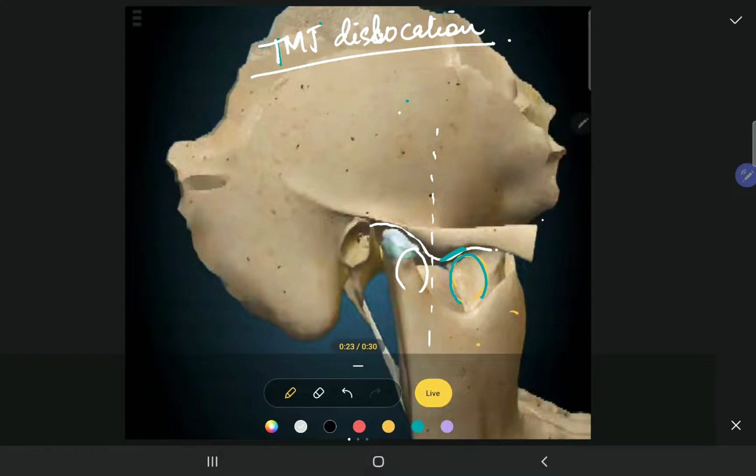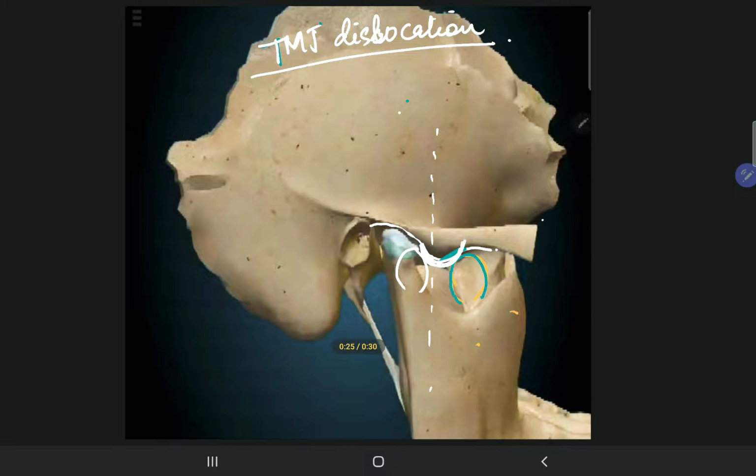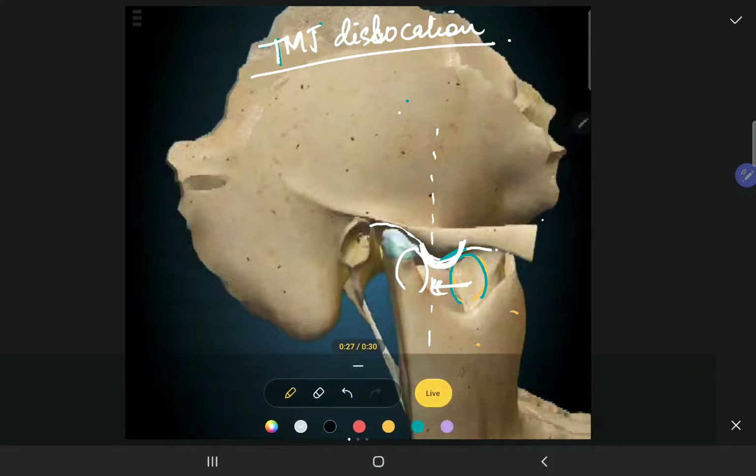So the condyle translates against the slope of the articular eminence. But what happens when it gets locked beyond the articular eminence, at the anterior slope of the articular eminence in the preglenoid region, and it cannot go back because of this articular eminence protuberance? This situation is what we call the TMJ dislocation.